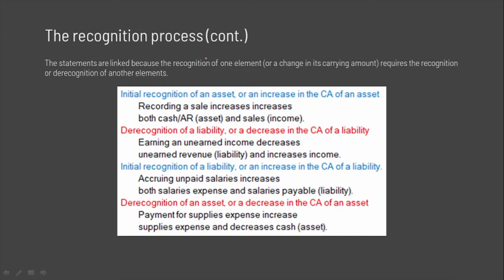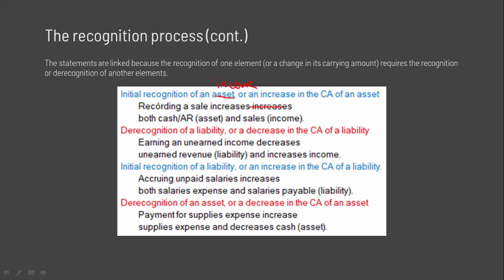Sorry, this should be income. Apologies. That should be initial recognition of an income or an increase in an asset. For one example would be recording a sale. It increases both your cash or AR and sales income.